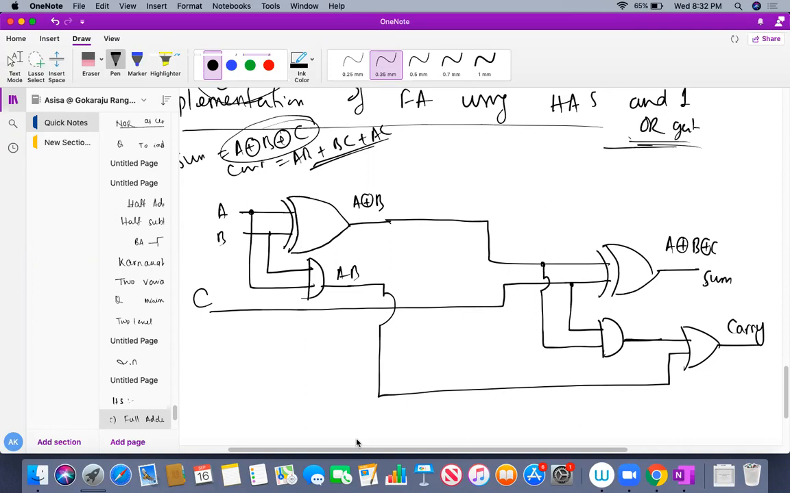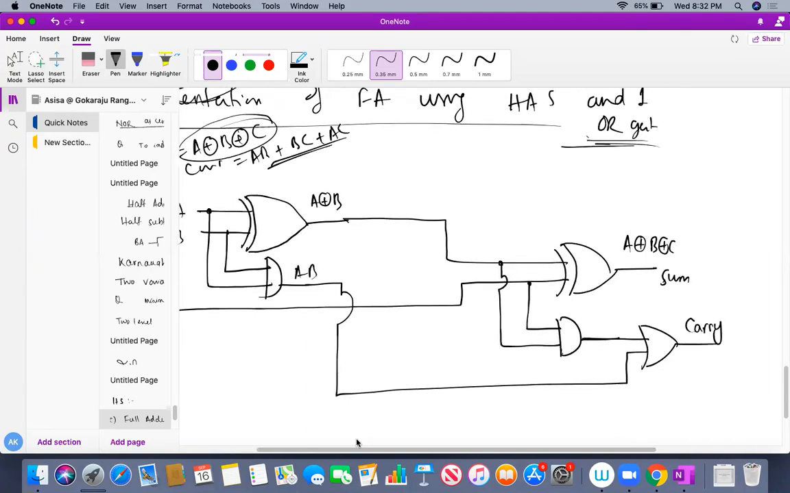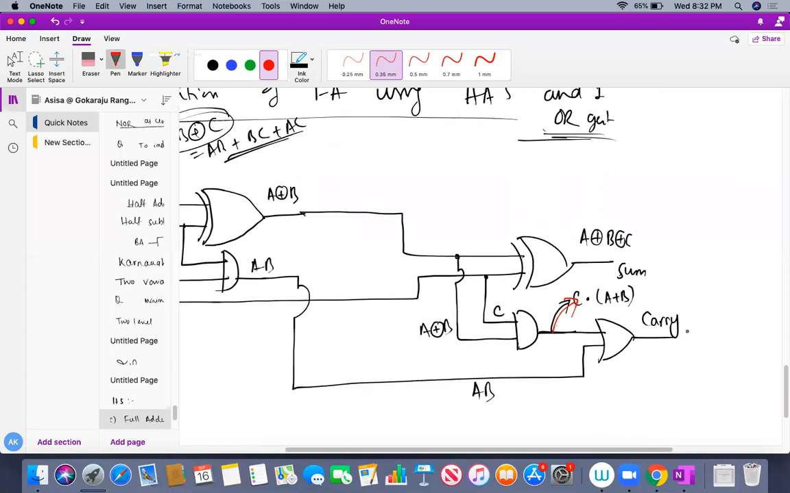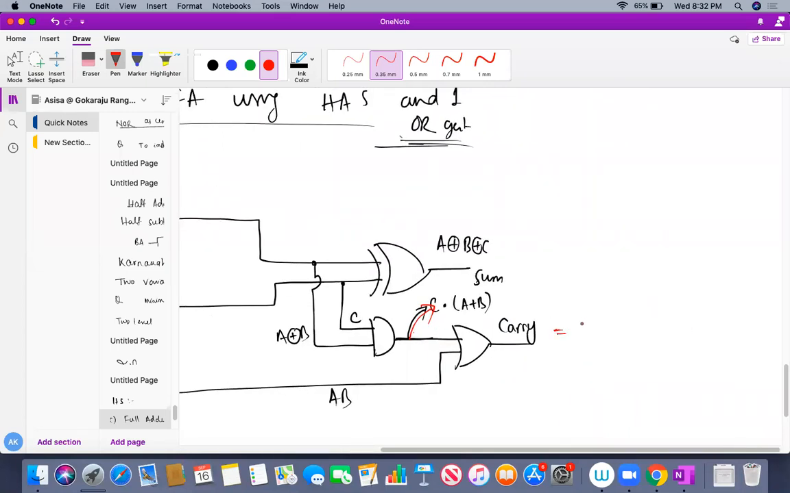So I am claiming something here. What is that? This signal is AB. Am I correct, student? This signal is my A XOR B, and this is C. So finally, what expression do I get here? C AND A XOR B. Am I correct? This one is C and A XOR B. Do you all understand? Very simple. Finally, what do I get as carry? If I take these two, I get the carry as AB OR C AND (A XOR B).